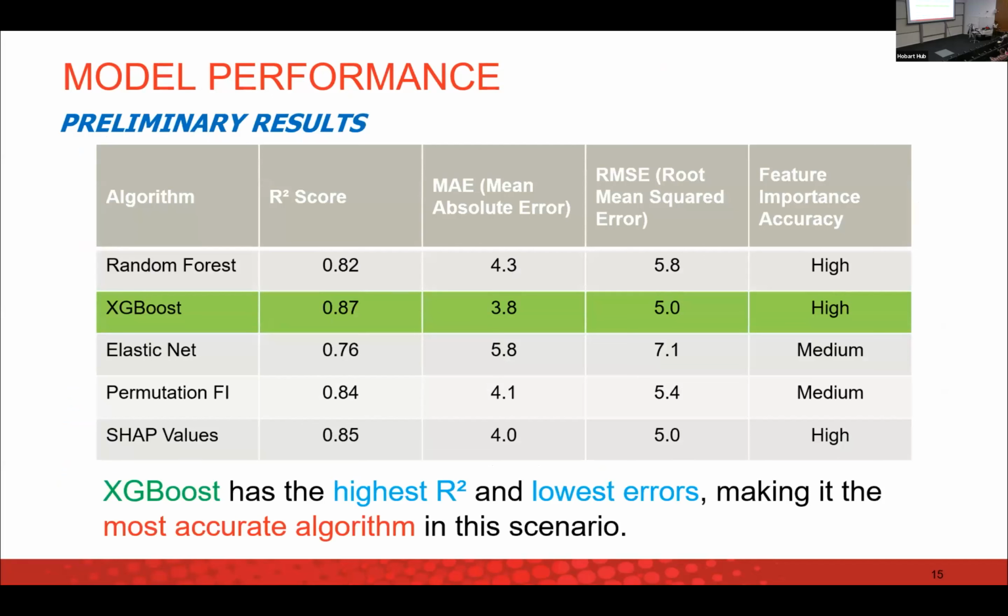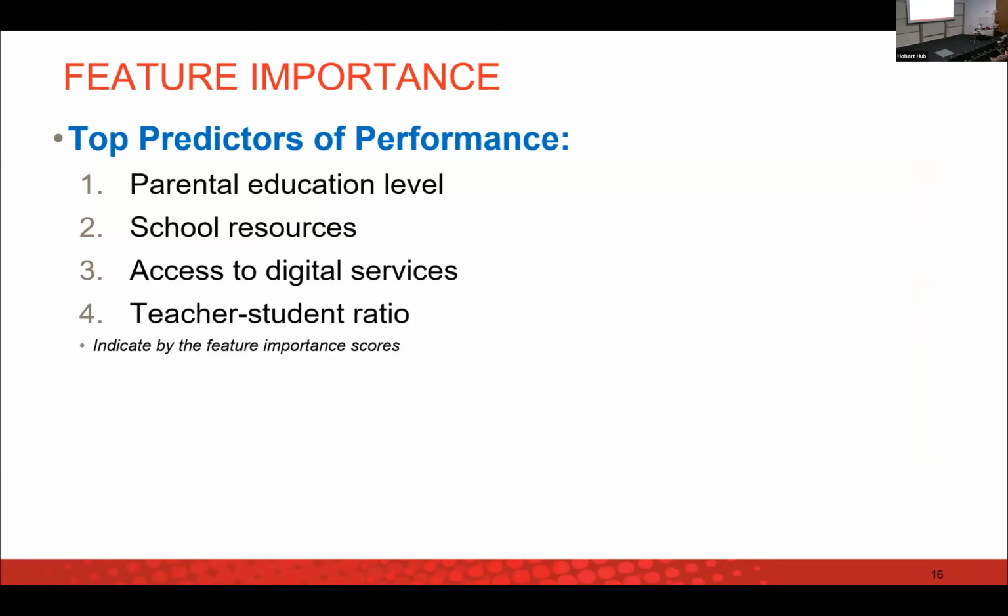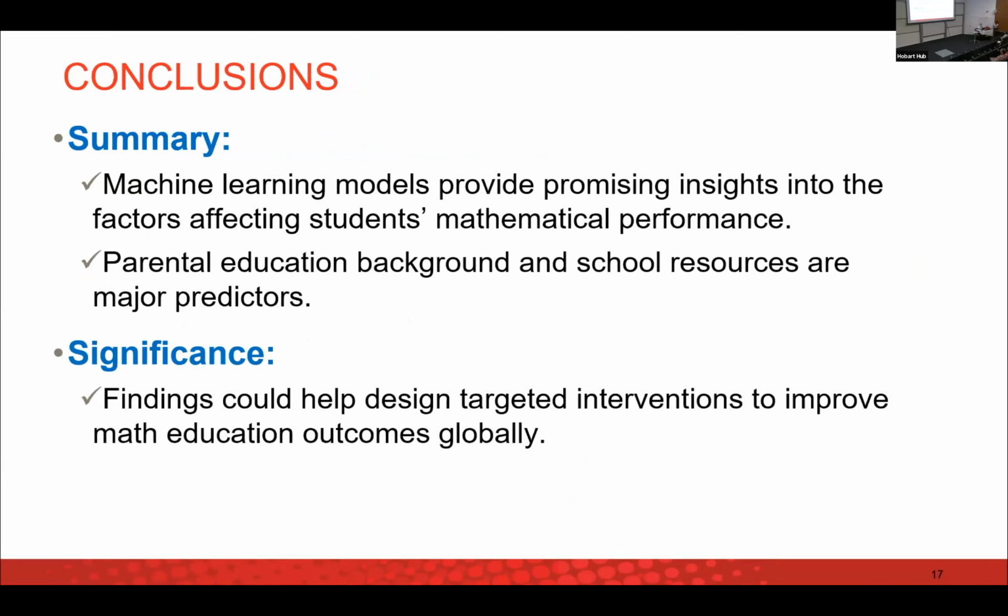we're looking at this preliminary result, and we end up with XGBoost having the best result amongst those 5. Then the most important finding of our initial result, the top predictors of performance: the first one is the parental education level. The second ones are school resources, access to digital services, and teacher-student ratio.